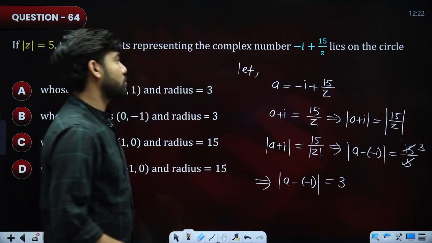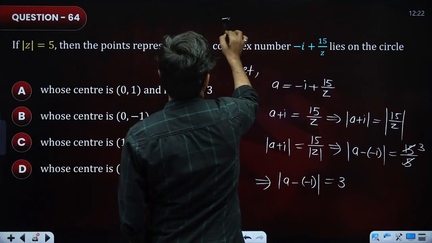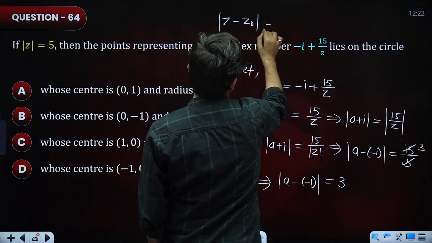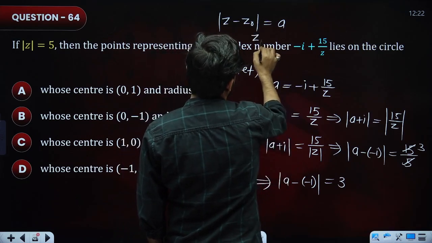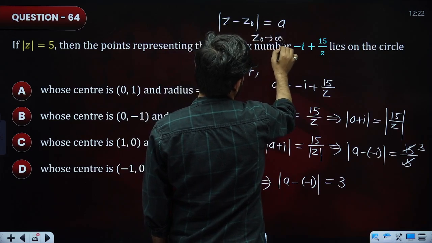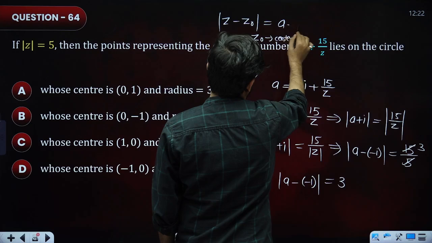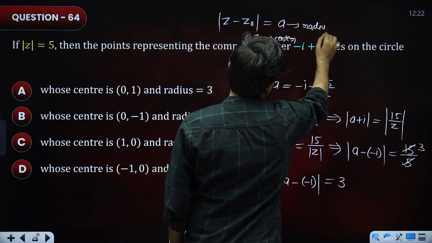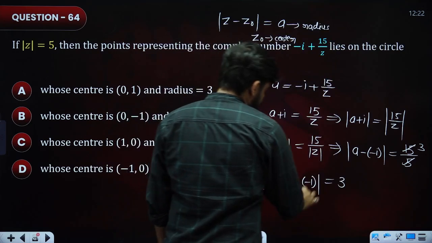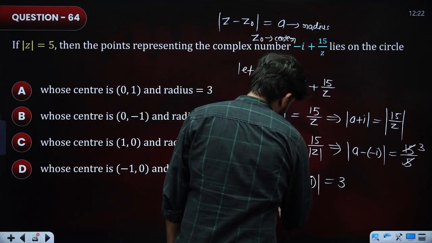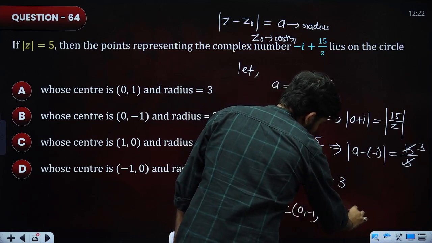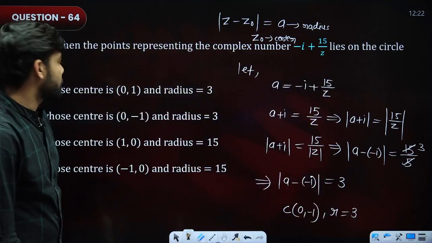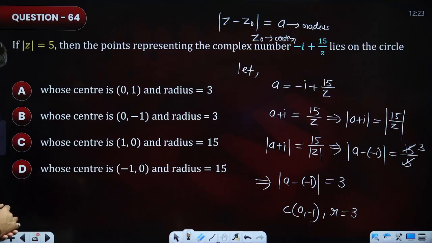Okay, so as you know that z minus z0 is equal to a. In that condition, z0 is the center, correct? This is the center, and a is the radius of the circle. So we can say that the center is 0 comma minus 1 and the radius is 3. Okay, so here we can write center is 0 comma minus 1, radius is 3. Option B should be the correct answer.